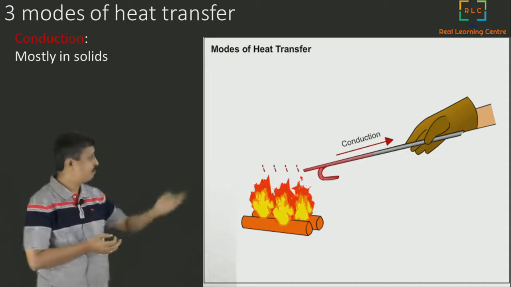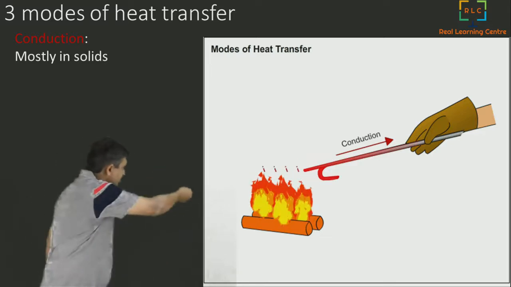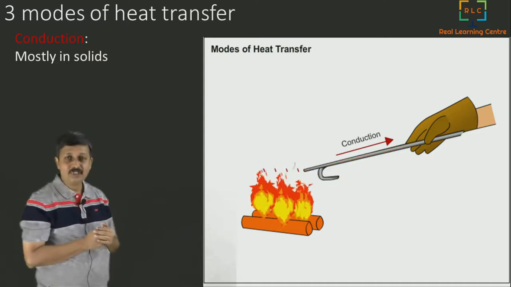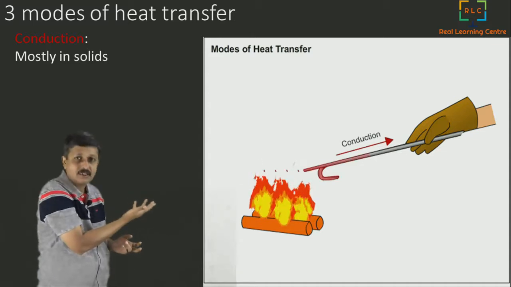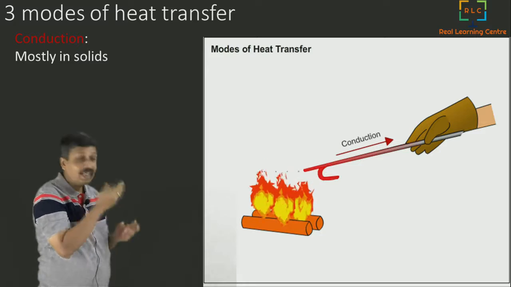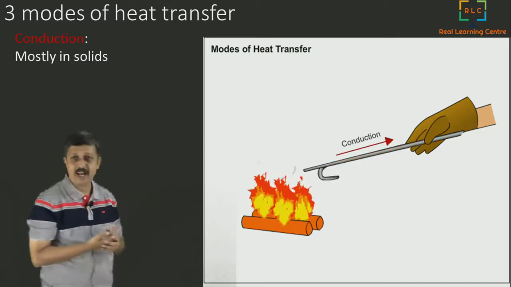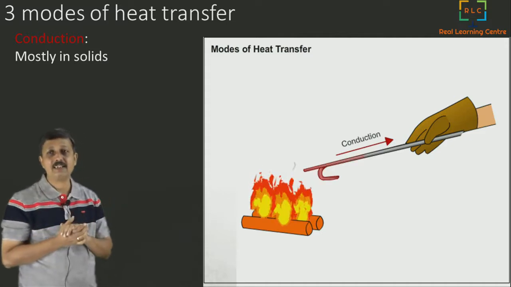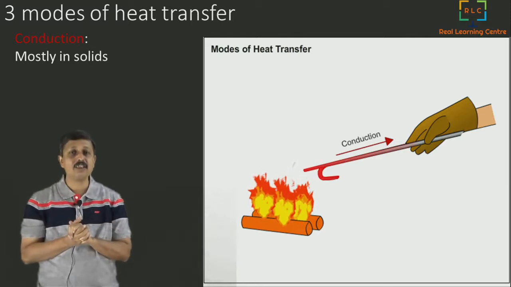There is some fire, and you take a metallic stick and try to hold it on the top of the fire and touch the fire. You can very clearly see that within a few minutes your hand will get burned and feel hot. That's because it's a metal and it conducts heat. So that is called conduction of heat. Heat actually travels in the metal from the fire to your hand. This kind of conduction heat transfer mostly happens in solids.